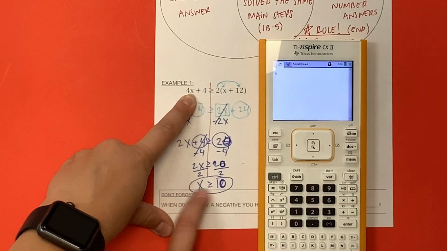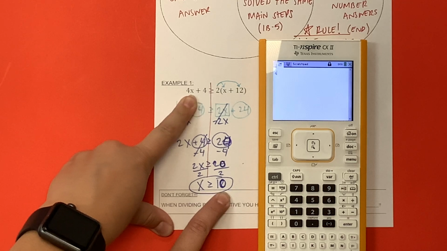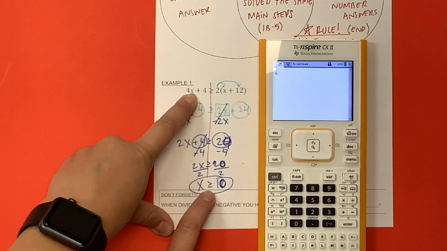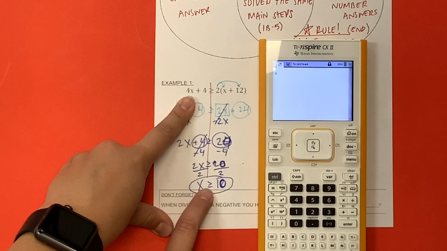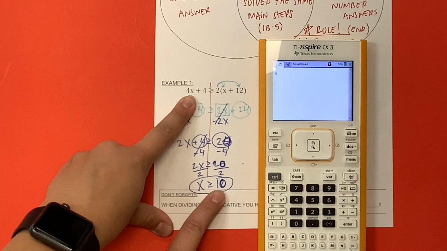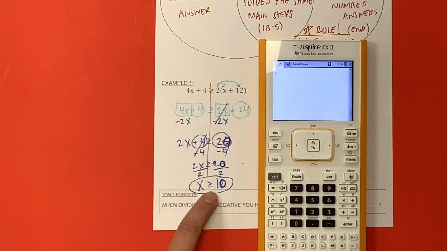Now here's the tricky part. X is greater than or equal to 10. So I could put 11 in for x. I could put 12 in for x. I could put 45 in for x because all those numbers are greater than 10. However, I couldn't put 9 or 8 or 7 because those numbers are not greater than 10. The other thing is the fact that 10 actually does work because it says or equal to.